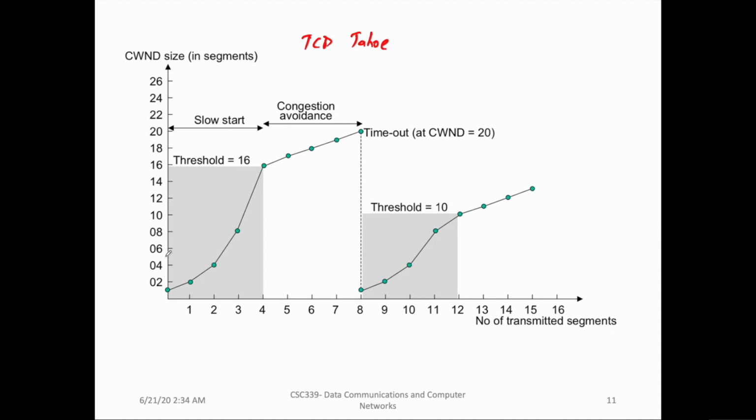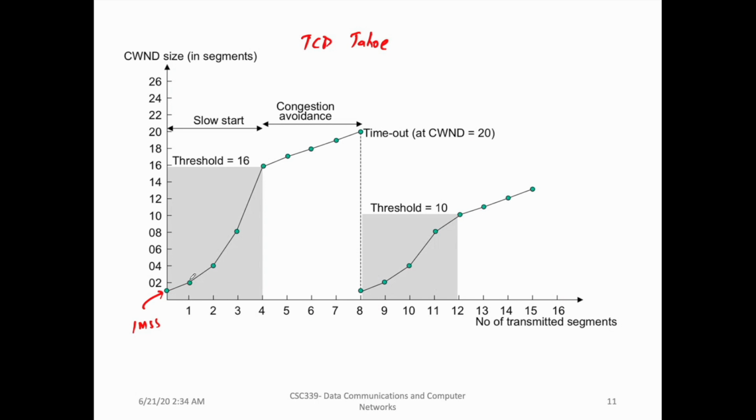So what happens here is that we start with the maximum segment size. This is the congestion window, and these are the number of transmitted segments or transmission rounds on the x-axis. Remember, the initial congestion window size is, yes, you're right, 1 maximum segment size. So initially we transmit 1 maximum segment size, and upon receiving its acknowledgement, we double the congestion window size.